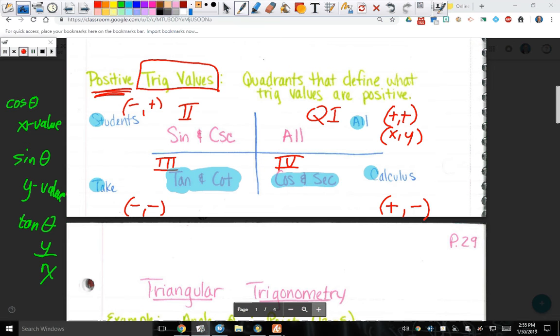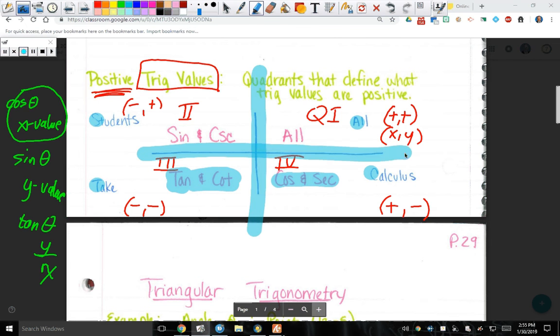So, the cosine is x. So, you tell me, on this Cartesian plane coordinate system, when is the x positive? What quadrants is the x positive? 1 and 4. So cosine will be positive here and also here. And the reciprocals of cosine. You with me?